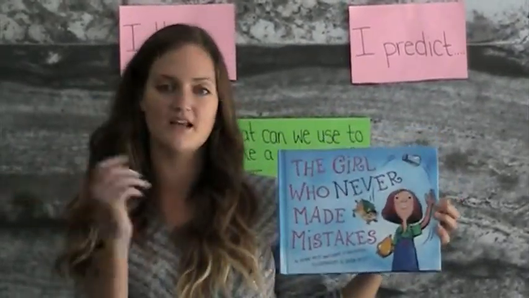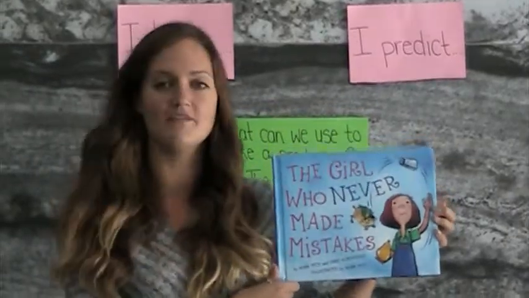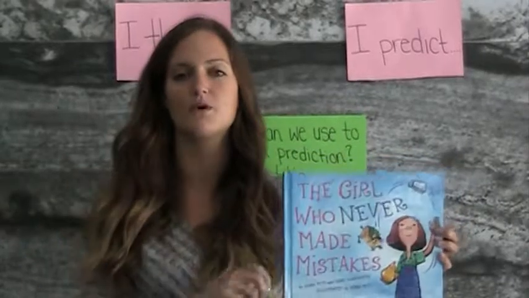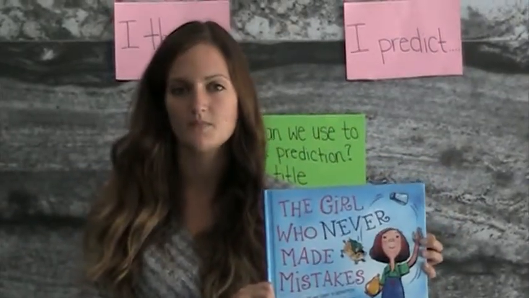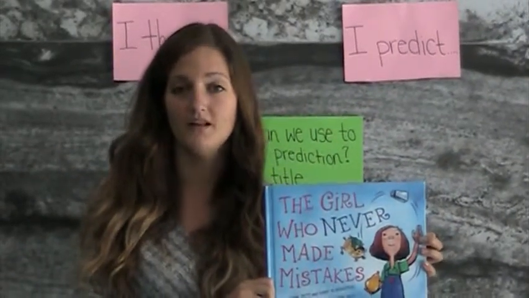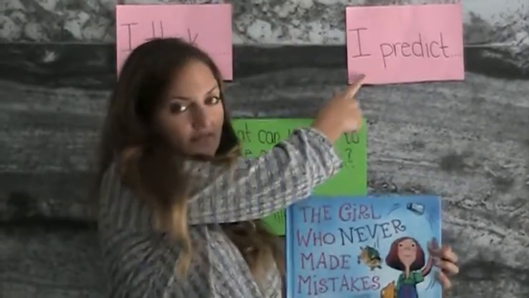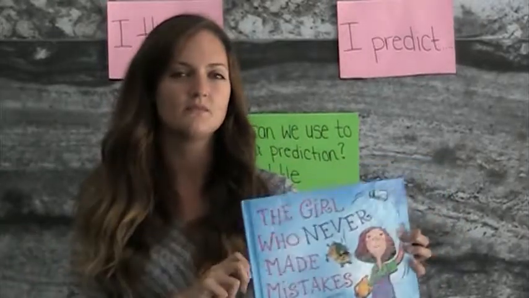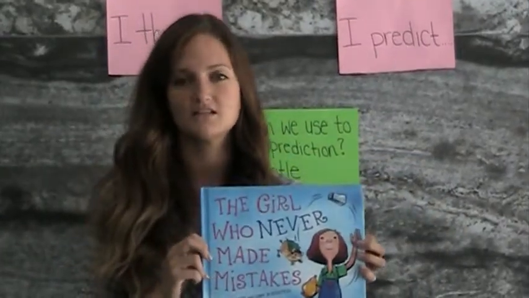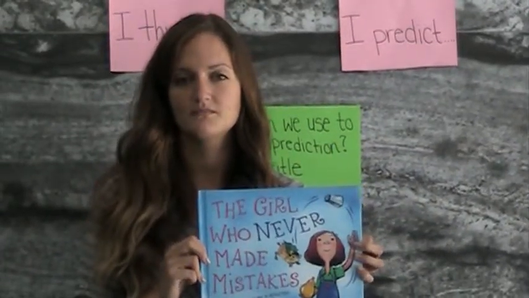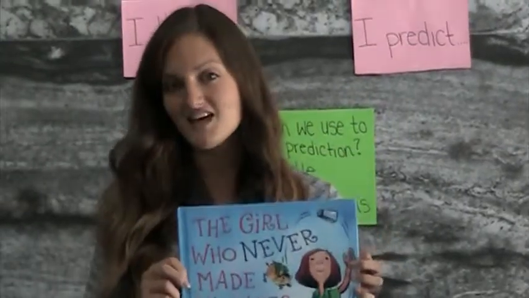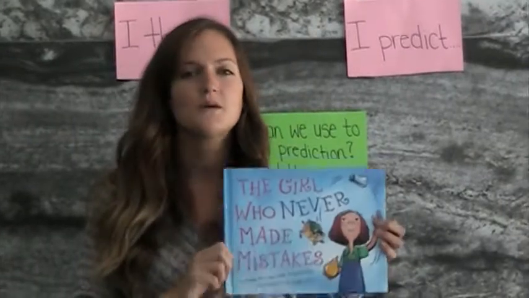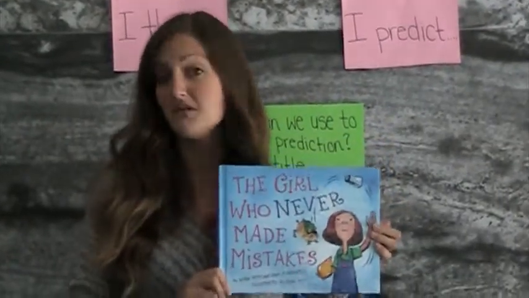So, what was the title again? The Girl Who Never Made Mistakes. So based on that title, what do we think the book might be about? Well, I predict that the book's going to be about a girl who never made mistakes. But what else could that title tell us? I think that it might be about a girl who's never made mistakes, but maybe in this book, she might make a mistake.